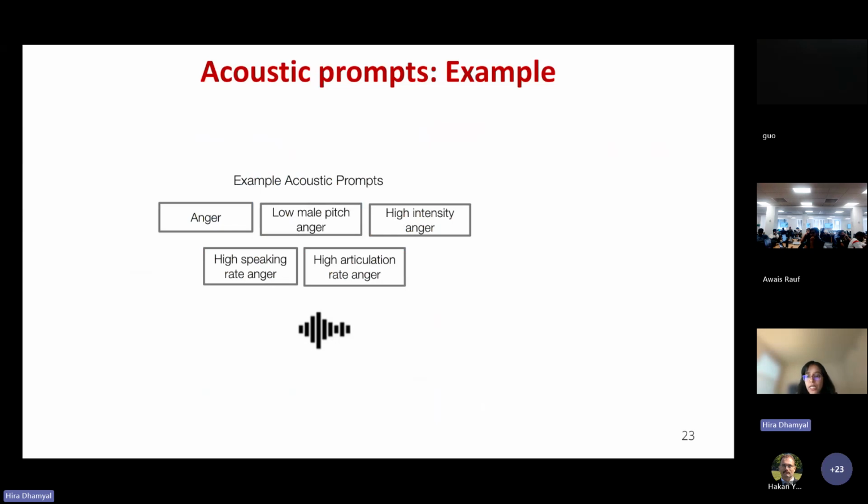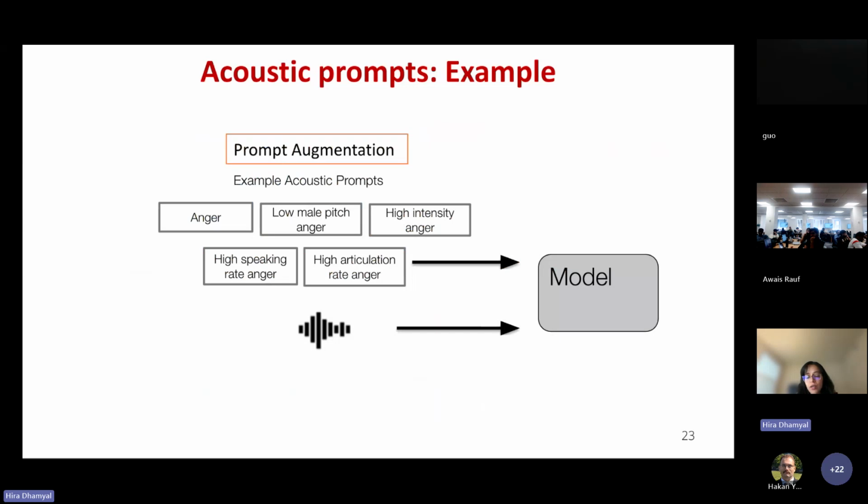So we take these prompts and pair them with the audio. This audio will be paired with anger, with low male pitch anger, and with high intensity anger. It will be paired with all of these prompts and then input into a model. We do not have to use just one of these prompts, we can use all of them, and that's what we call prompt augmentation here.